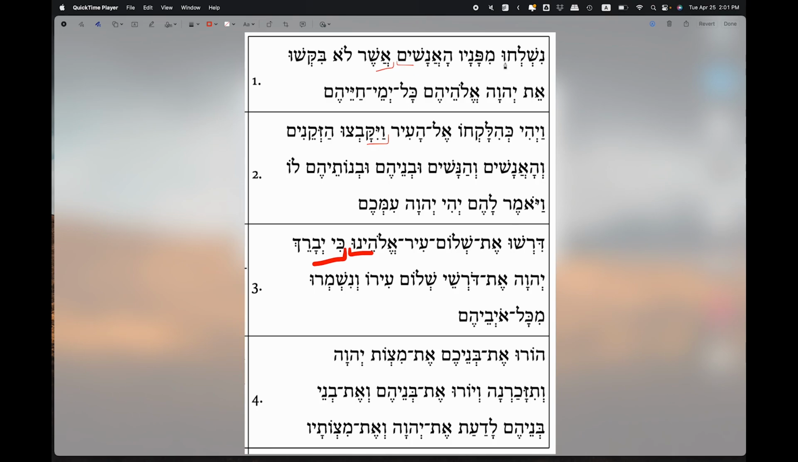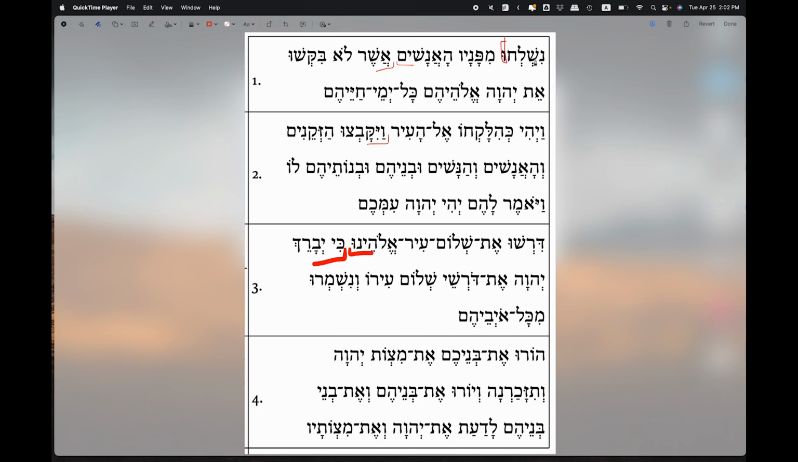We see the shureq here indicates third person plural, and in the perfect, masculine and feminine are the same ending. And then we've got the nun hiriq at the beginning. When you first see this, you might think, is this nun hiriq the prefix of the Qal imperfect instead of the Niphal perfect? That's a decision you have to make.